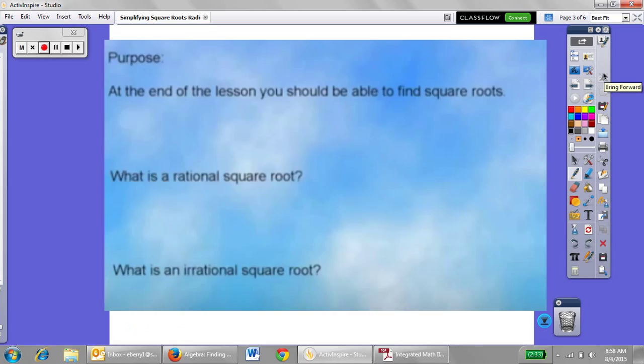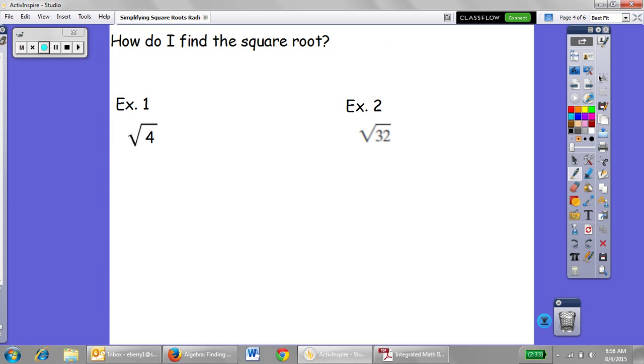Now let's talk about the purpose of this lesson. You should be able to find square roots. You should be able to answer the questions, what is a rational square root and what is an irrational square root? Here's example 1. What is the square root of 4?